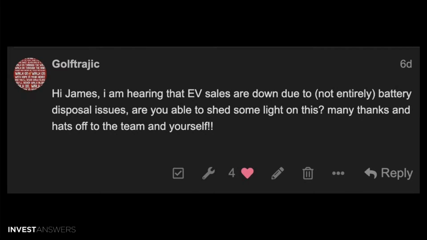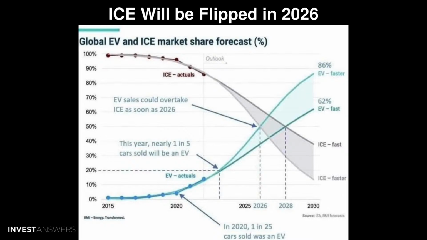So a couple of things are going to happen, and this is just reality. And I know I used to be a petrol head myself, ride motorbikes, work on cars. I love stuff like that, at least I used to when I was younger and I had time. But ICE will be flipped in 2026 on planet Earth. That means the majority of vehicles will be, or maybe 2027, but sometime.